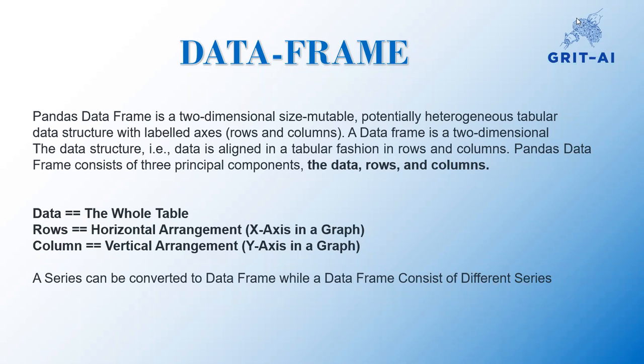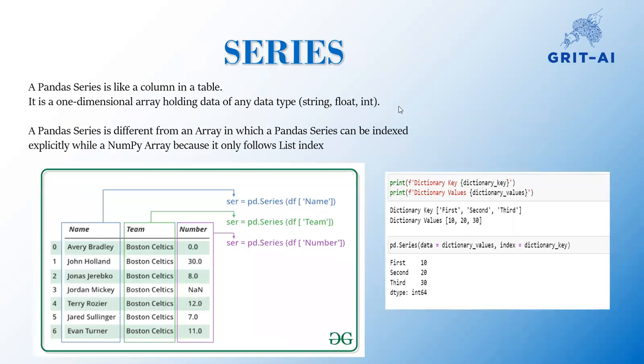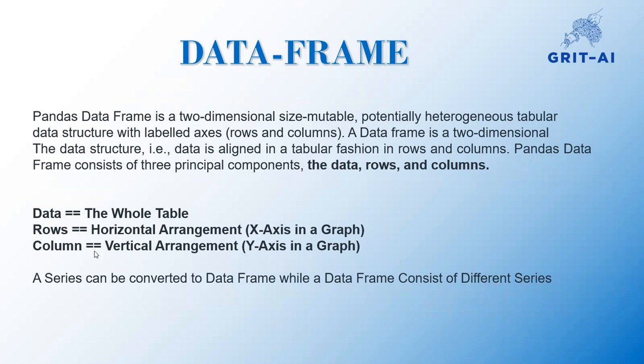A row is horizontal, from left to right, like this. This is a row, left to right, this is a row, and this is a column. This is a column, this is a column, and this is a row. So rows are left to right, and columns are top to bottom. That's basically what this is saying here.